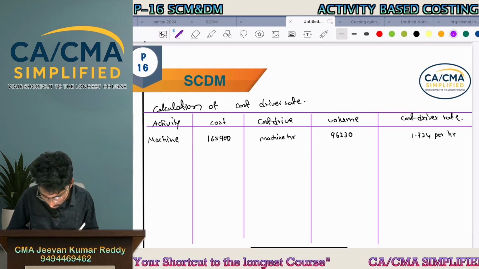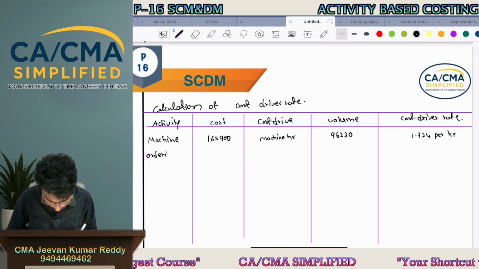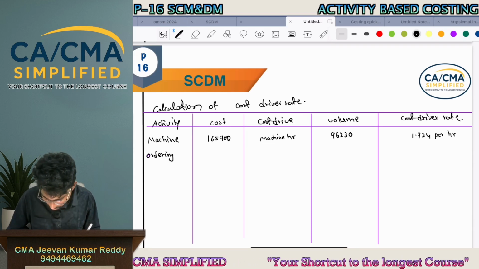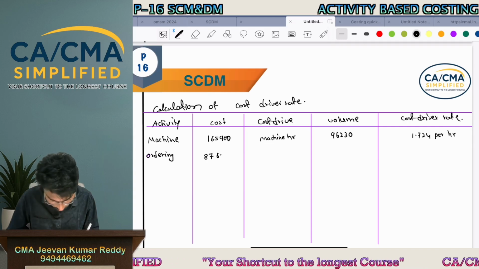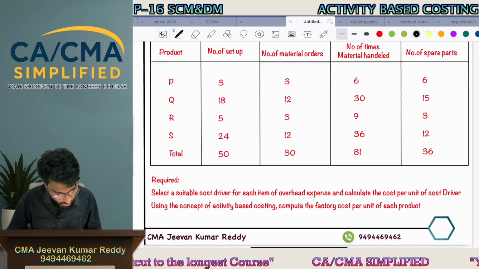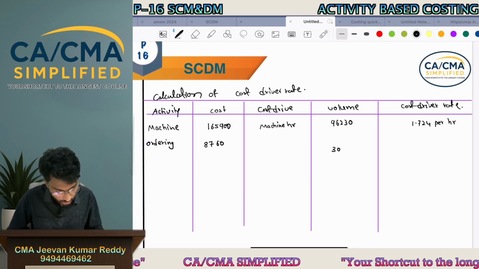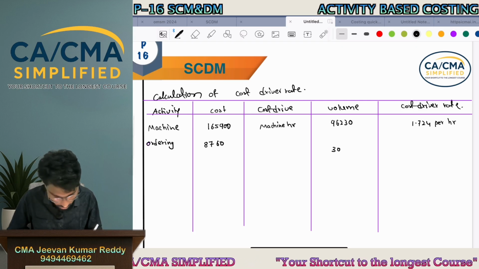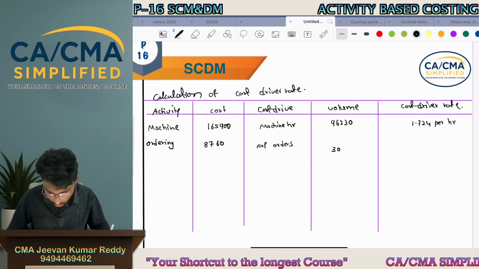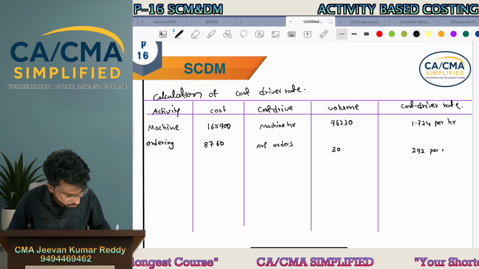What is the second activity? Ordering. What is the cost? 8,760. Total how many orders? 30. What is the cost driver for ordering? Number of orders. So 8,760 divided by 30 comes to 292 per order.